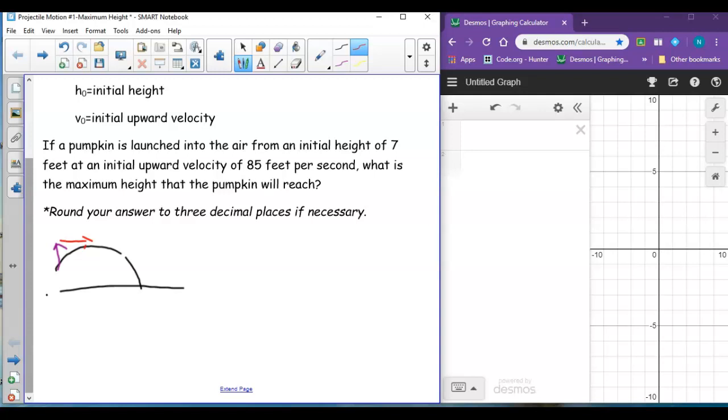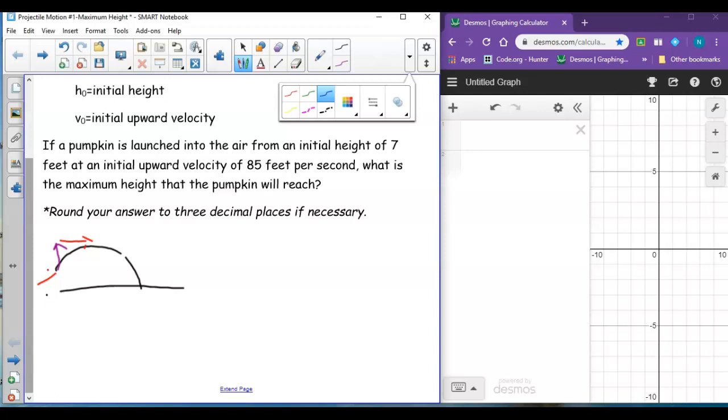Now, if you shoot a pumpkin straight up into the air, then all of the pumpkin's velocity would be initial upward velocity. But if it's launched at an angle, like we were looking at in those videos, then your velocity has an upward and a horizontal component. For this, we're going to be given the initial upward velocity, so it's not something to worry about too much, but I just wanted to point that out. It's not very easy to find that initial upward velocity, and we'll see that later in the week. But they're giving us the initial upward velocity here.